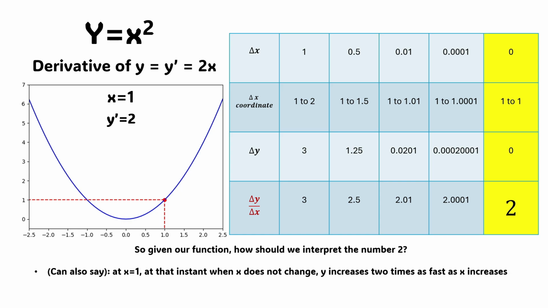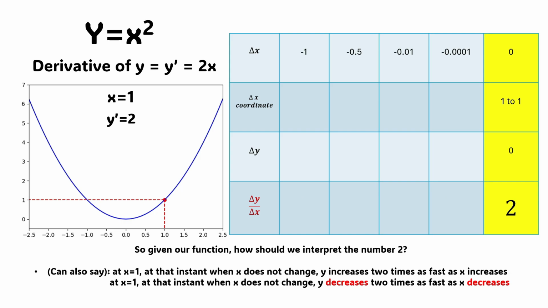derivatives. In other words, you can also interpret the 2 here by saying that at x equals 1, at that instant when x does not change, y decreases 2 times as fast as x decreases. How did I get this interpretation at the very bottom? Well, go back to this table that we've been working with, but now consider negative changes in x or decreases in x. If you do all the calculations, then you'll end up with the interpretation at the very bottom.